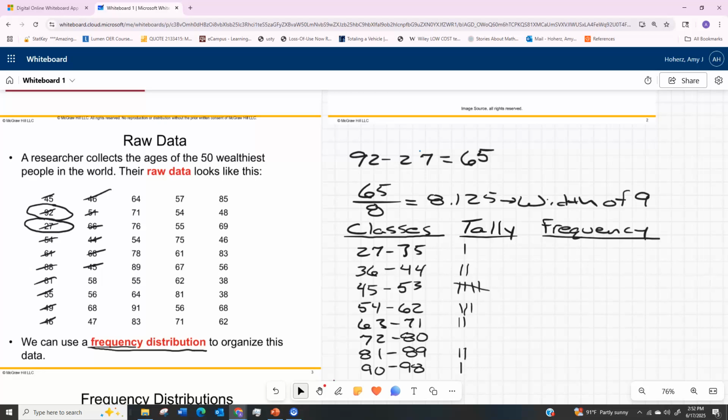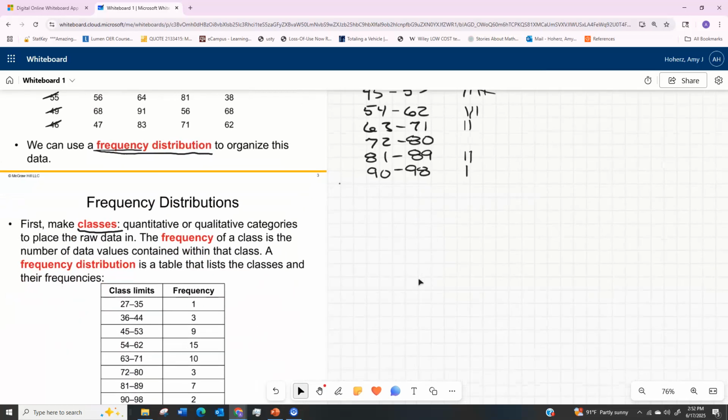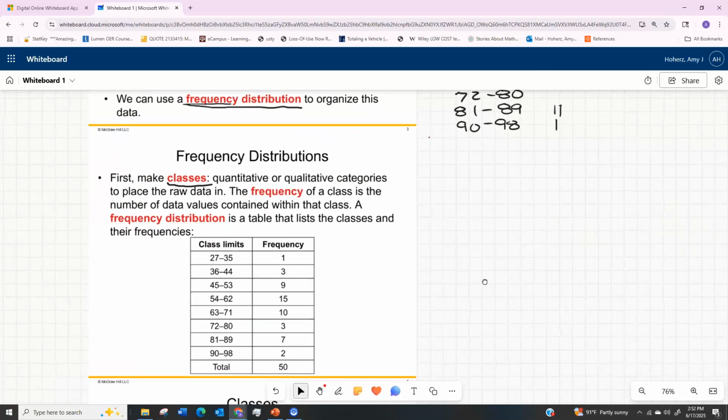So now let's look at what they had. So they had, after they did all that work, that in the first class, there was only one. It's only one person that had ages between 27 and 35. 36 to 44, there were 3 people. 45 to 53, 9 people, and so on.